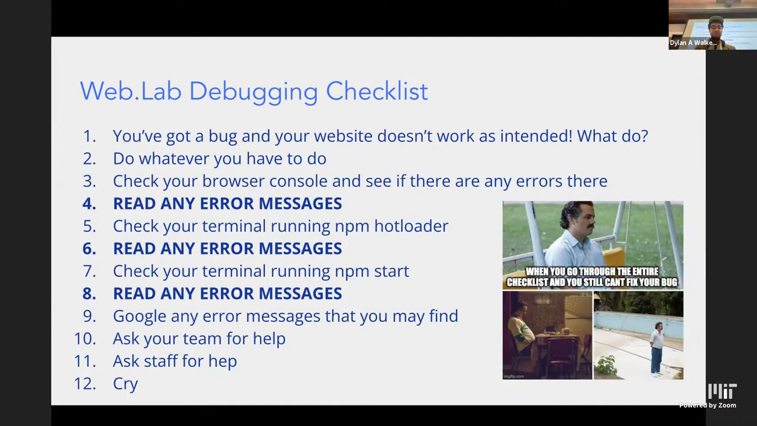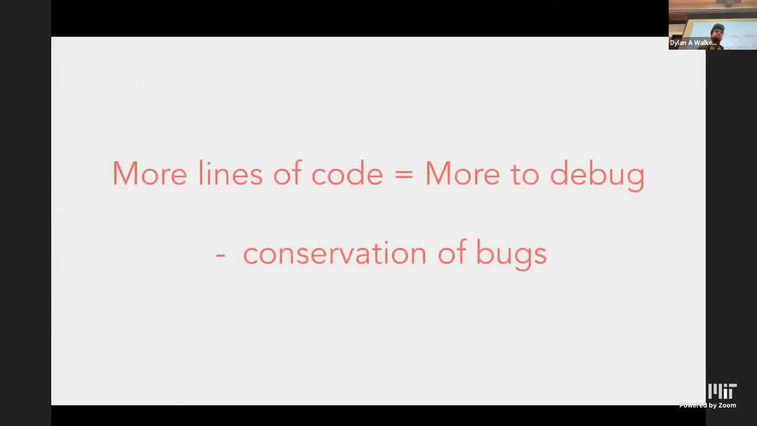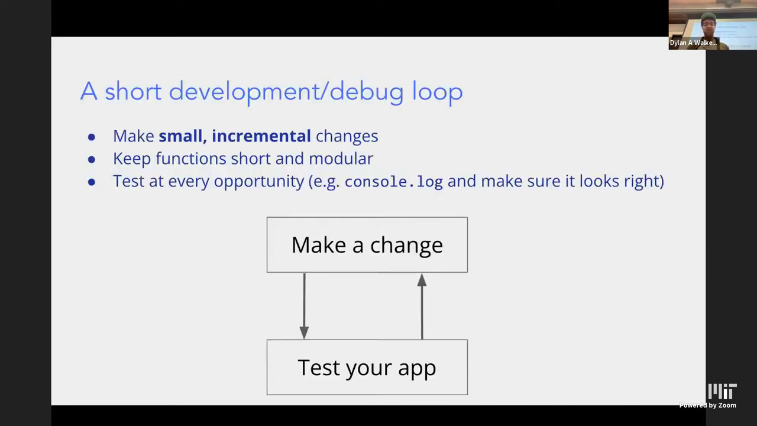So basically this is just what I said for the last few minutes. The main thing to remember when you're coding and debugging is that when you have more lines of code, there's more to debug, obviously. It also increases the conservation of bugs, which basically means there are more bugs, and it's hard because you have a lot more stuff to look at that you haven't tested. So you want to test your things piece by piece. It's also important to remember our original rules of style: keep functions short and modular. You want to test whenever you can.